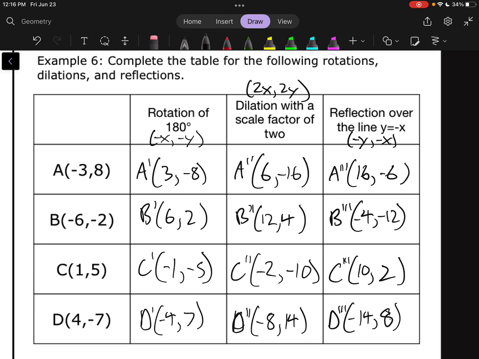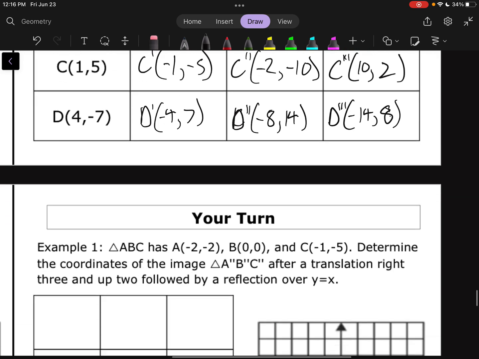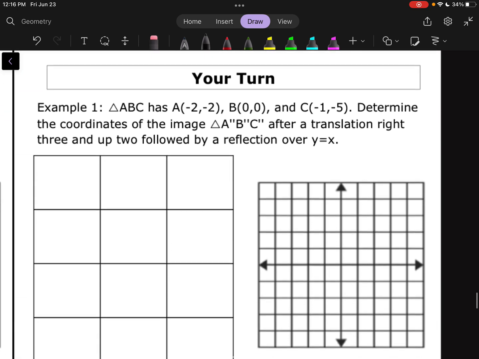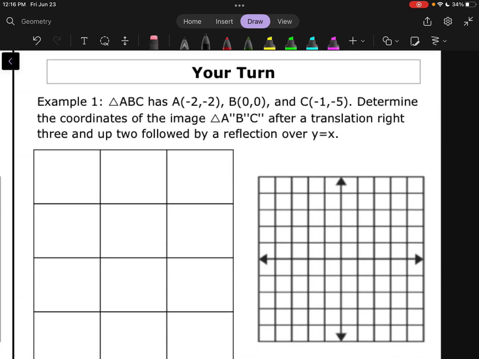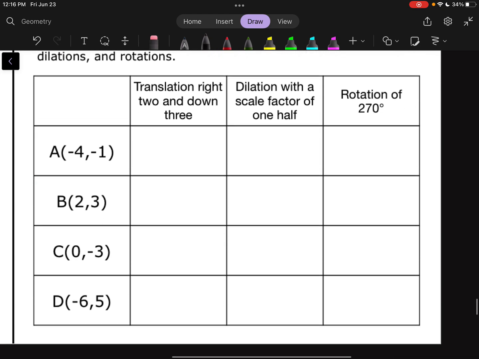All right, it is now officially your turn to try. So check out the problems on that little piece of paper there. Give them a shot and then come back to the video when you are ready to see how you did.